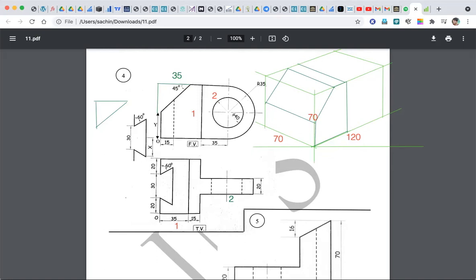So first you complete part 1. Once you're done with part 1, then I will explain to you the slot and then we'll do the circle part. Okay?